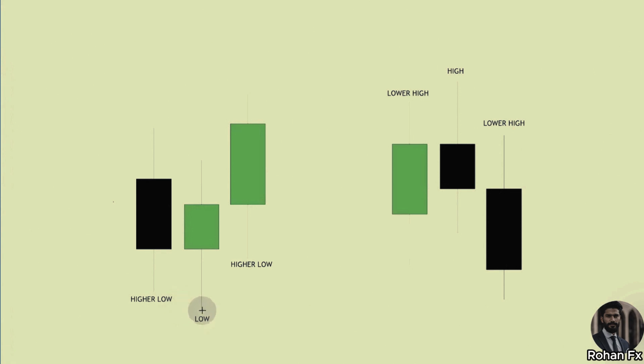Over here, we have a swing low. How do we determine if it's a swing low? We have a low right here with a higher low to the left and a higher low to the right. That formation makes this a swing low. Similarly, over here we have a swing high. How do we identify it? We have a high with a lower high on the left and a lower high on the right. That makes this a swing high.